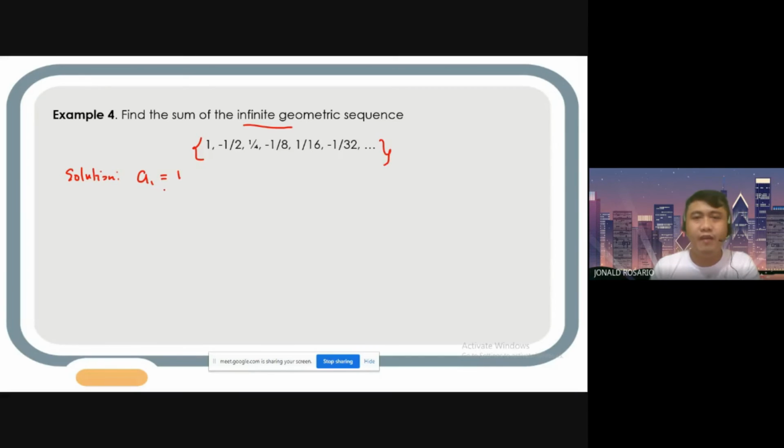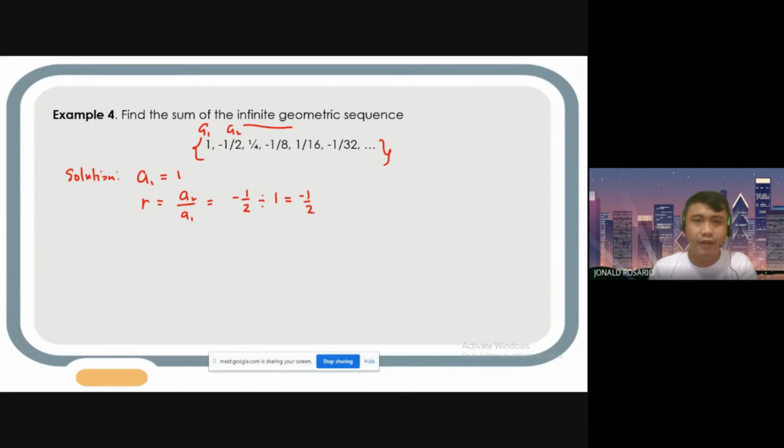And we do not have the value of our n, kasi nga infinite po ang ating geometric sequence. Ang kailangan lang natin is the value of our r. Our r, pwedeng dito na lang siguro. So, itong a sub 1, a sub 2. I'm just going to divide a sub 2 by a sub 1. What is our a sub 2? Negative 1/2. And divide natin kay 1.